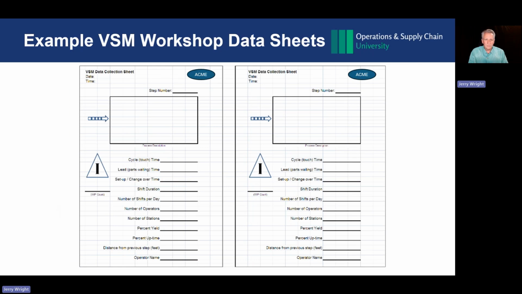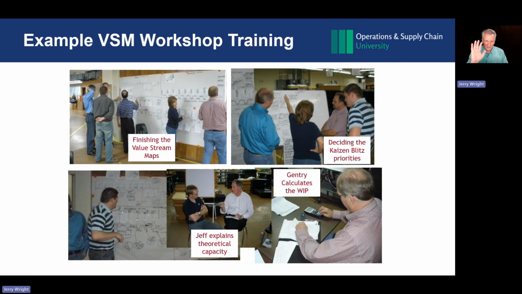When we came back together, we started putting those data sheets up on a huge wall that had butcher paper or that white paper all over it. And it took us a while to finish the value stream maps. I think about 4 to 5 hours because we were in teams of 2 or 3.